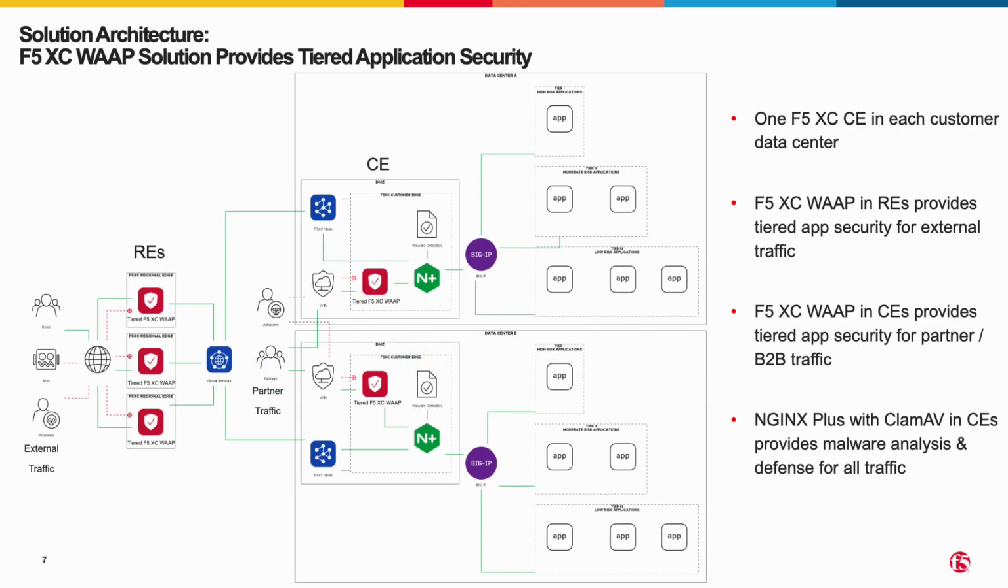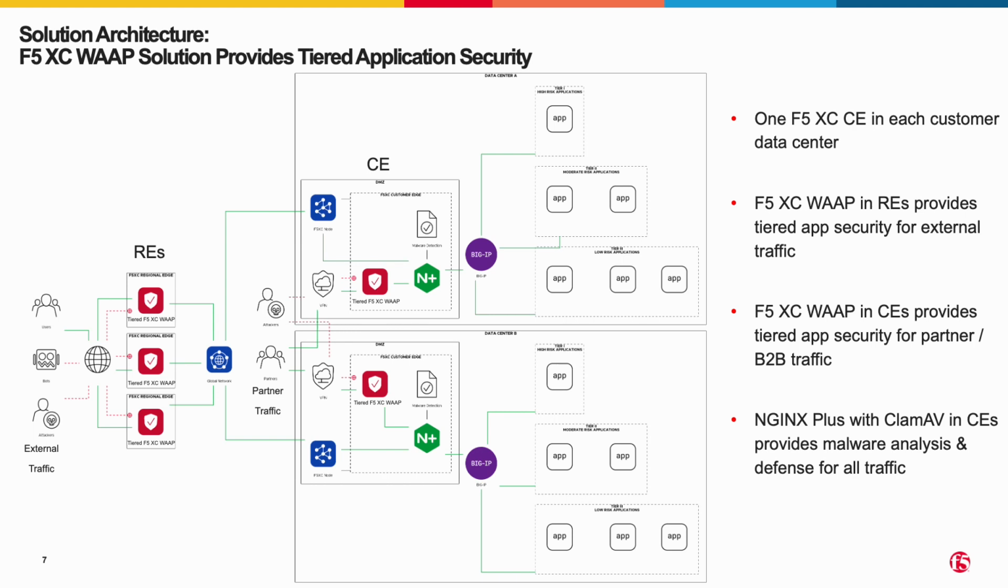Here we bring it all together and show where the tiered F5 XC WAAP is deployed in both the F5 XC RE and CEs. This represents the overall solution architecture for this demo kit. The product scope of this demo is comprised of the following F5 components: F5 Distributed Cloud, F5 Distributed Cloud WAAP, F5 Nginx Plus, and F5 BIG-IP.